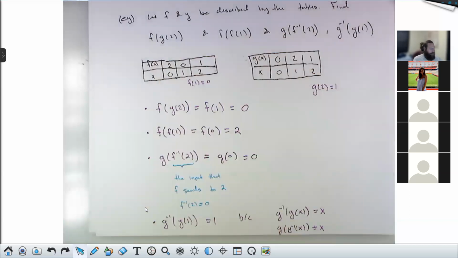Okay, we can verify with the table as well. g of 1 is 2. And then if I want to apply g inverse to 2, I would ask what input gets sent to the output 2. So that's going to be g inverse of 2 is 1 again. You just go here to here, and then here back to here.